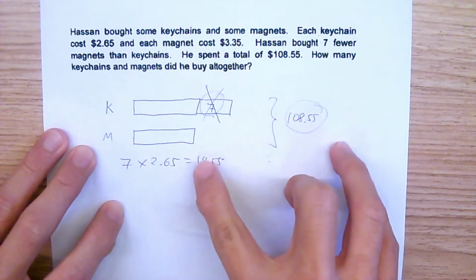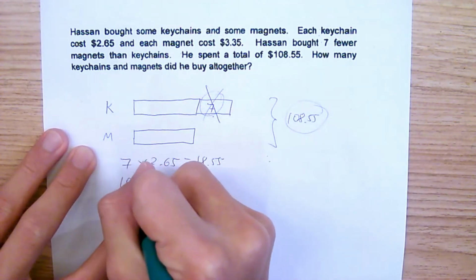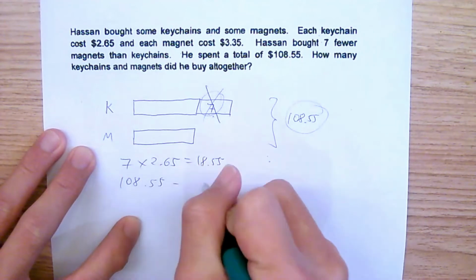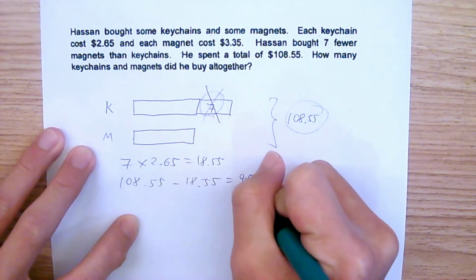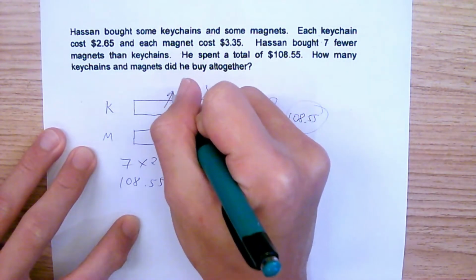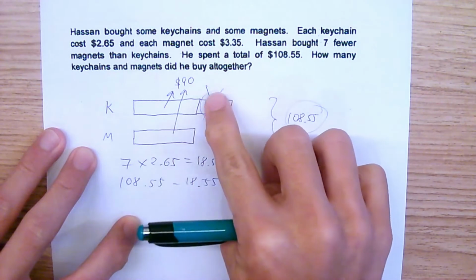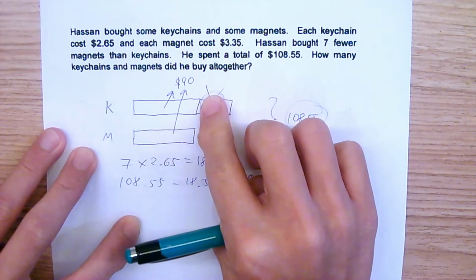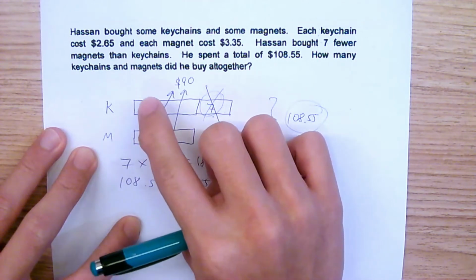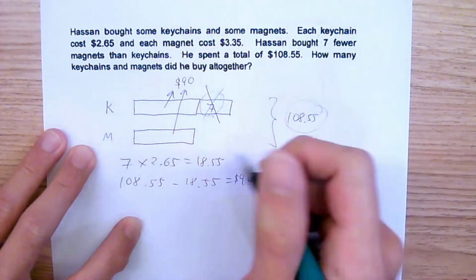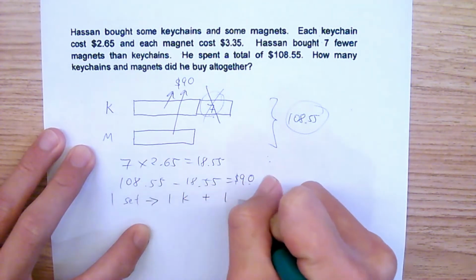Now, I'm going to take this one minus this one to get rid of this one, for me to have 2 same models. So I'm going to take 108.55 minus 18.55, and that will give me $90. Which means that this one together with this one add up to $90. And after I minus off the 7 additional keychains, doesn't it mean that the ratio is 1 to 1, 1 keychain to 1 magnet, which means that in one set, there will be 1 keychain and 1 magnet.